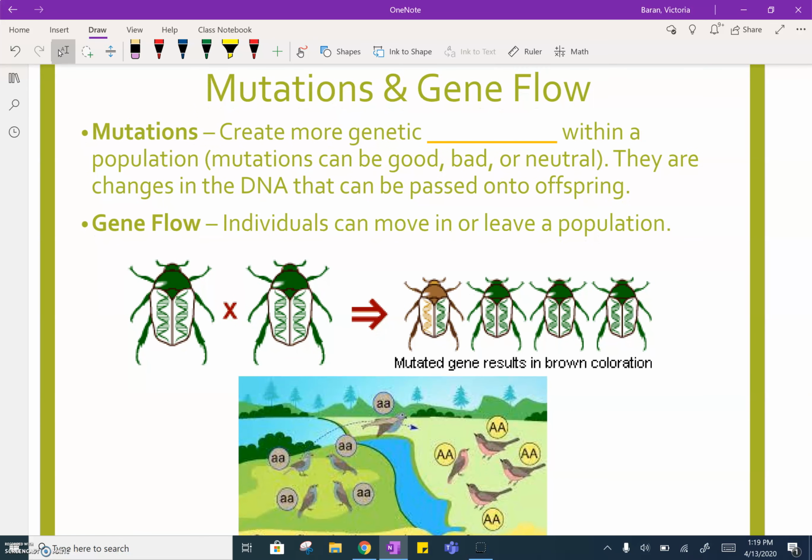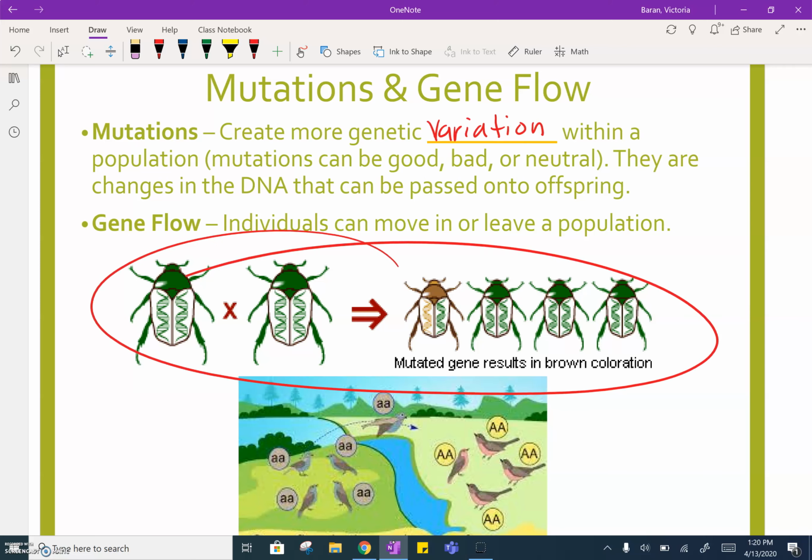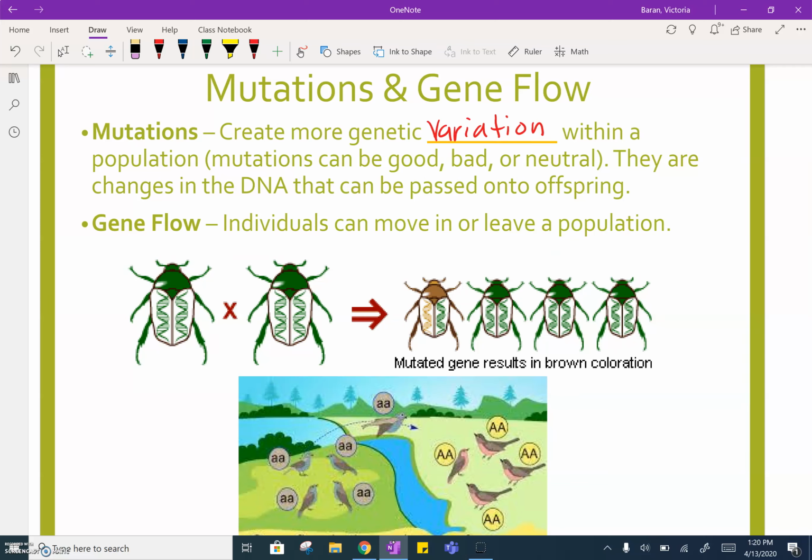The next one that we looked at was mutations. Mutations can be good, bad, or neutral, but they do create more genetic variation. So a lot of times, as you guys did with your projects, all of the mutations that you were looking at were genetic diseases that are pretty bad for people. But thinking about not just humans for a moment here, but let's say these beetles, for instance, okay? So again, mutations, they can be good, bad, or neutral.